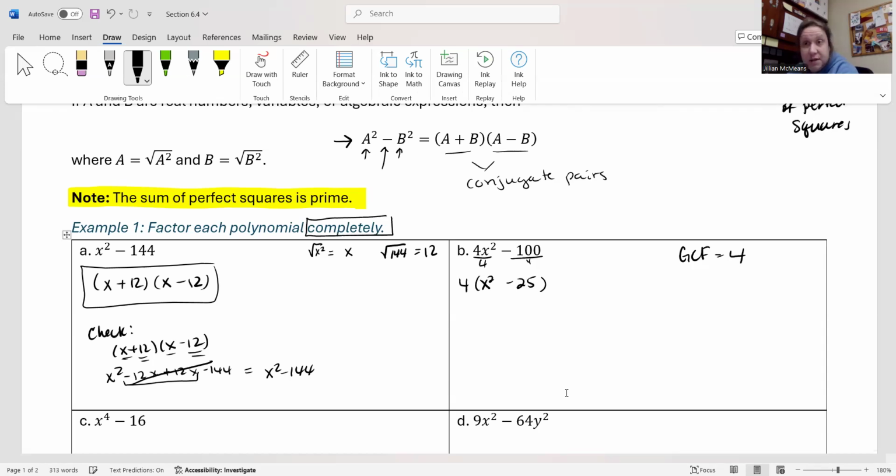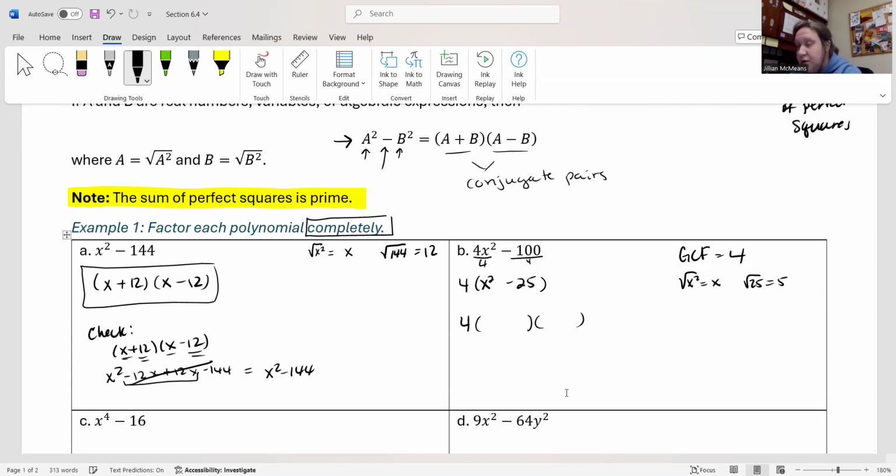Well, notice we still have the difference of perfect squares. The square root of x squared is x. The square root of 25 is 5. So we still meet the criteria for the difference of perfect squares. So I want to keep the 4 that I originally factored out.